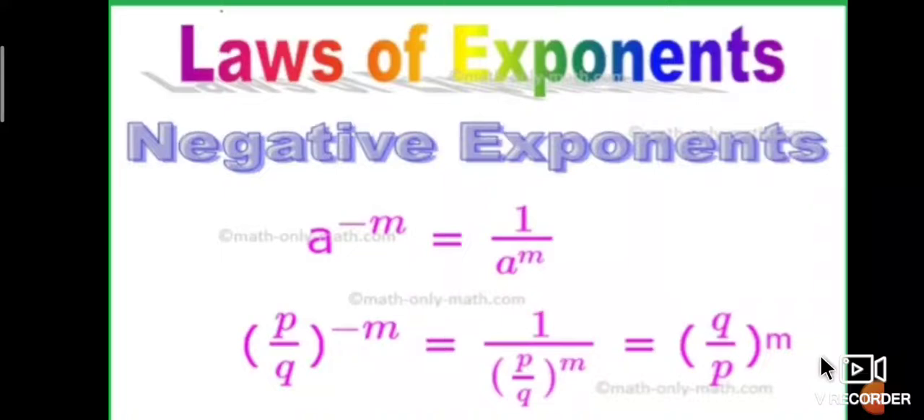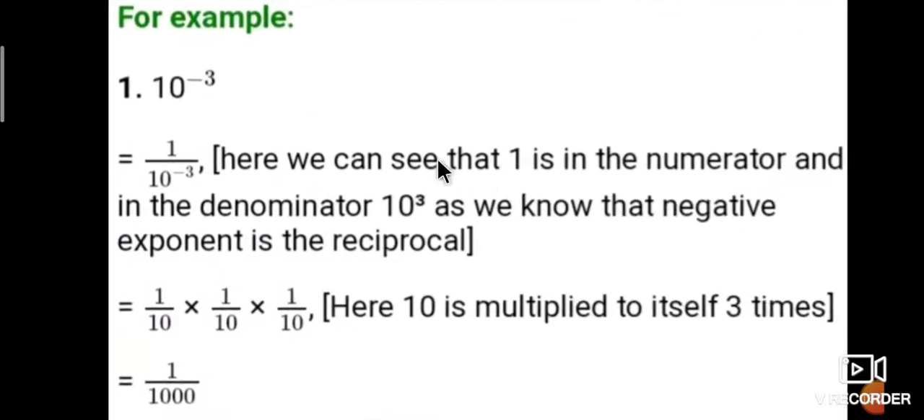This is called the next law of exponents. According to this, for example, 10 to the power of minus 3 is equal to 1 divided by 10 to the power of 3. Here we can see that 1 is the numerator and the denominator is 10 to the power of 3, as we know that a negative exponent is the reciprocal. Therefore, 1 divided by 10 into 1 divided by 10 into 1 divided by 10, 10 multiplied by itself 3 times. Therefore, that is equal to 1 divided by 1000.